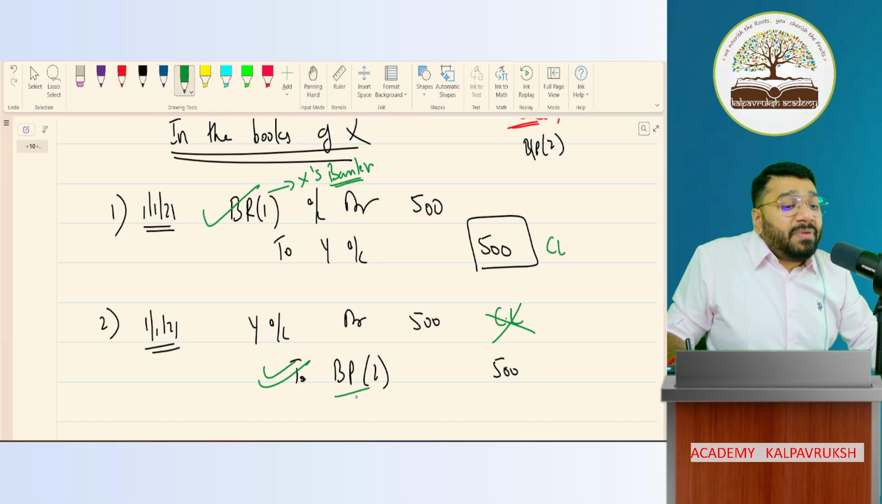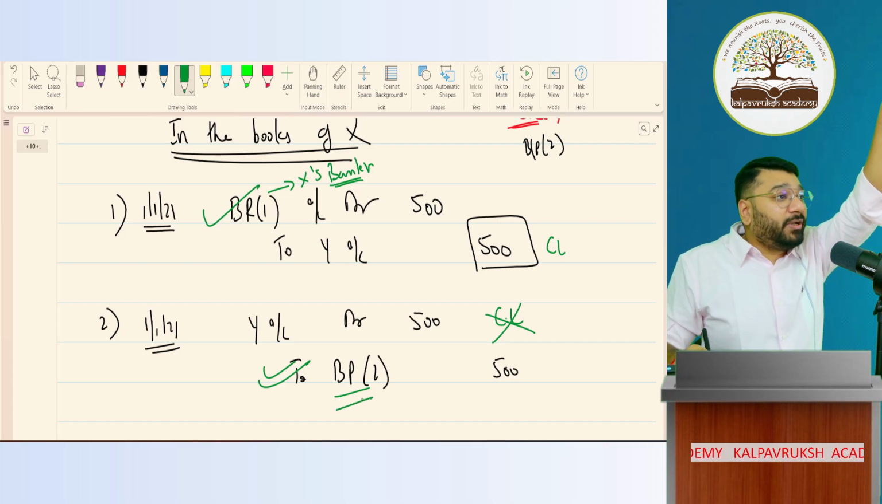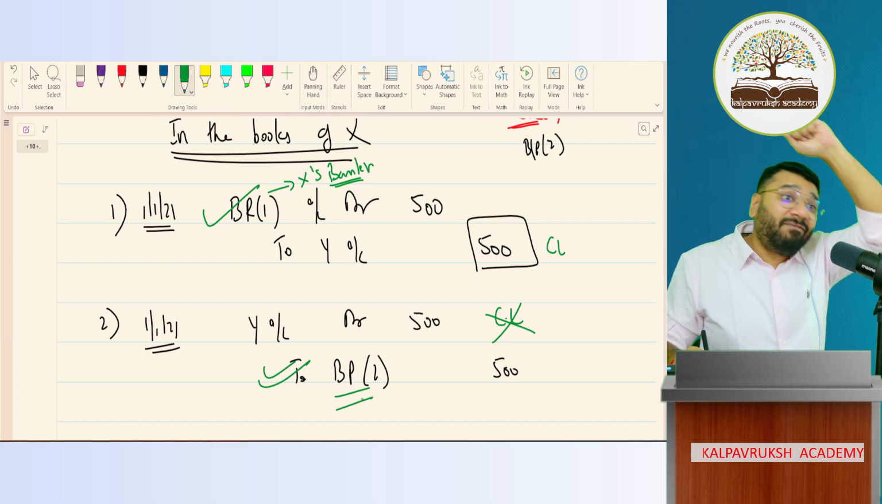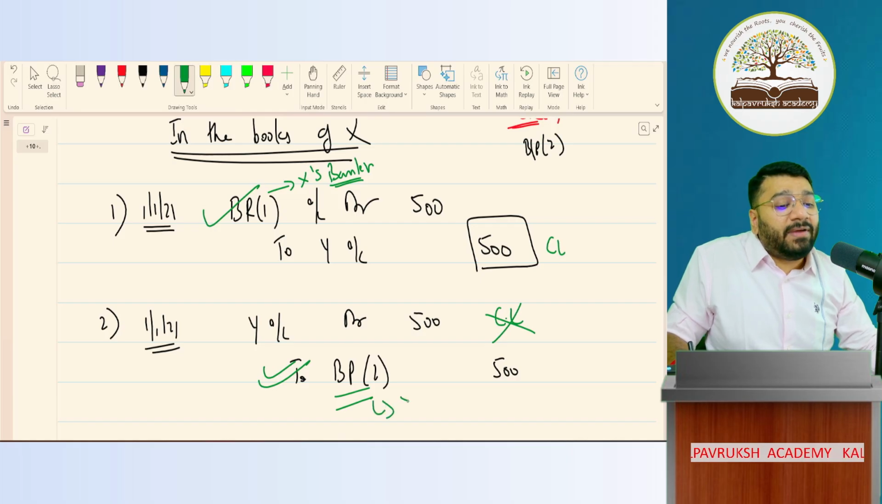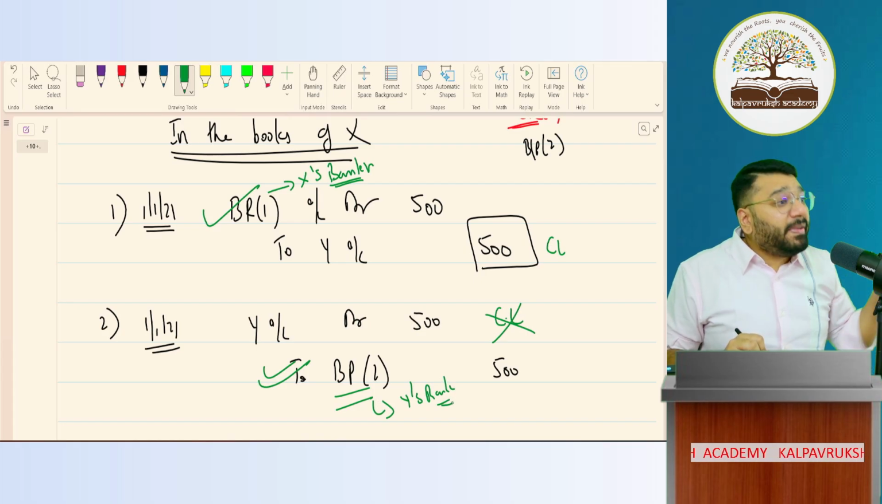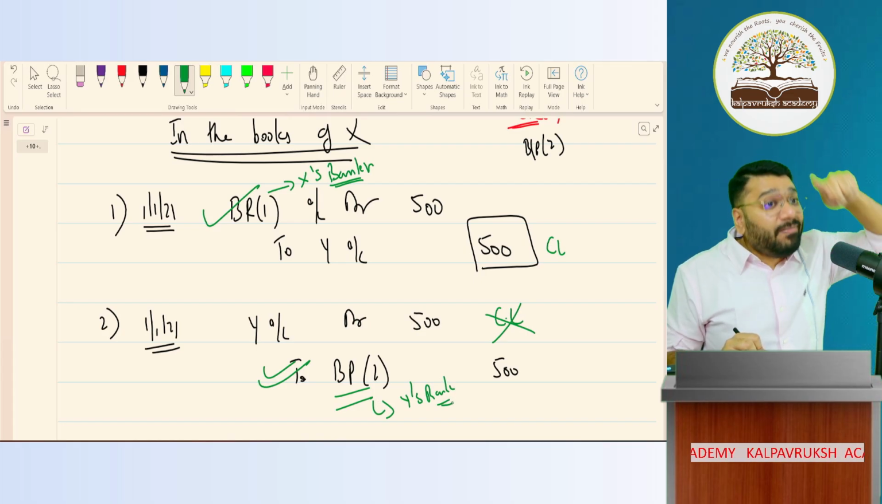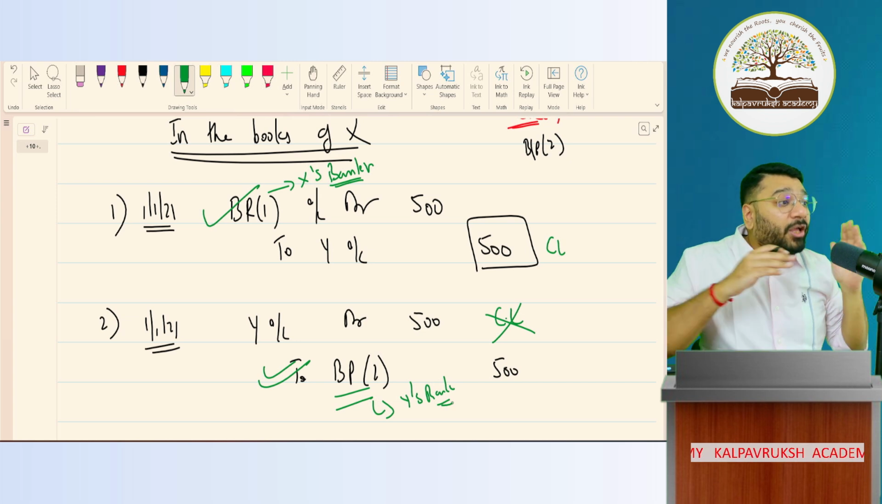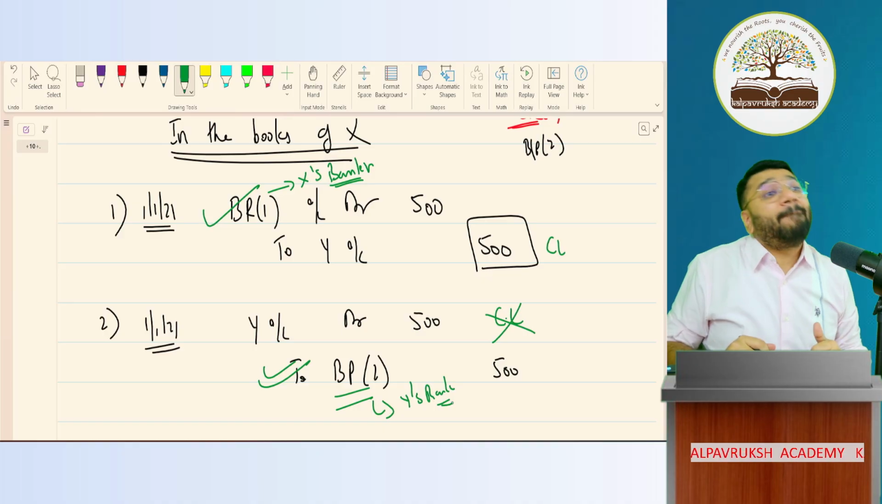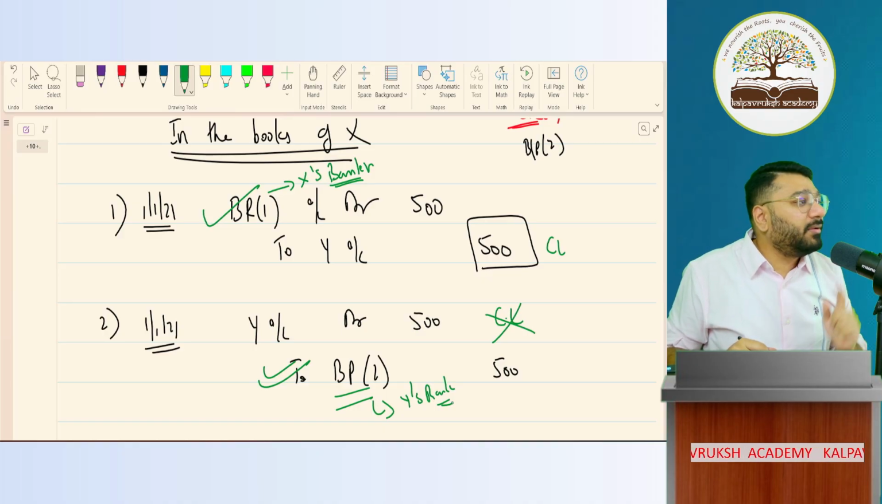But the BP payment that you will do on the date of maturity, we present the bill. Y owed a banker. So this BP will be settled with Y's banker. So instead of making the payment to Y, Y will make the payment to the banker. You will directly give the bill payment to the banker. Understood? Okay.